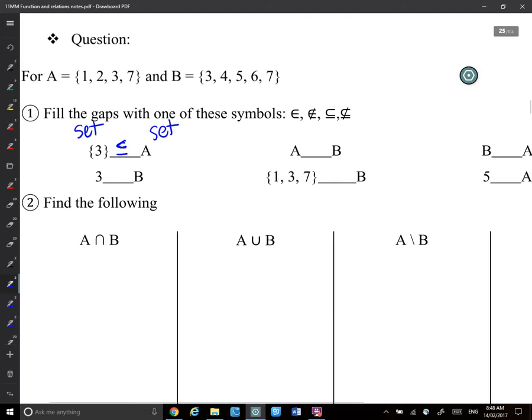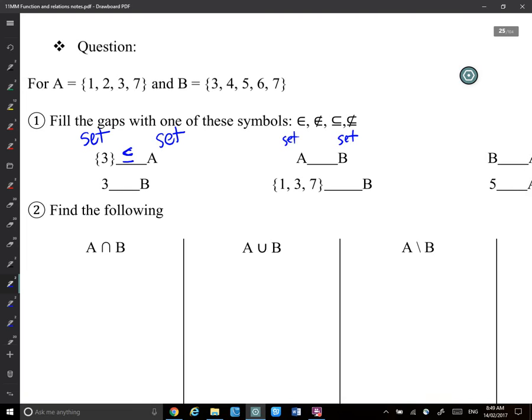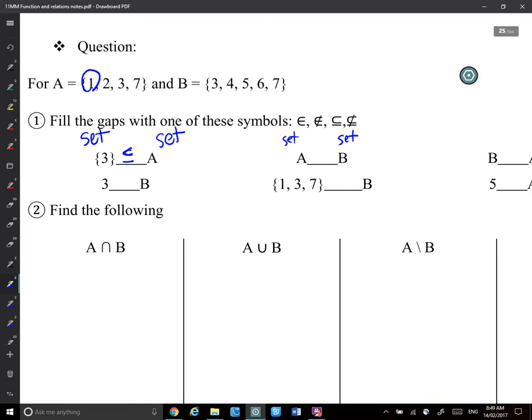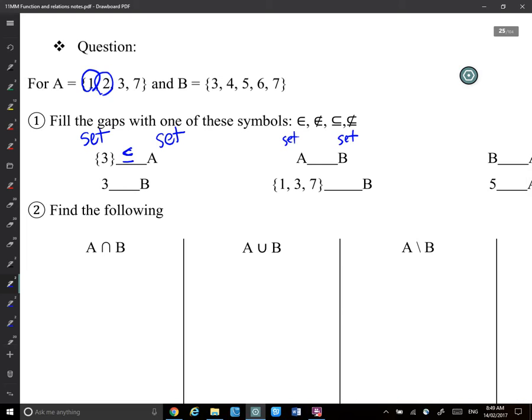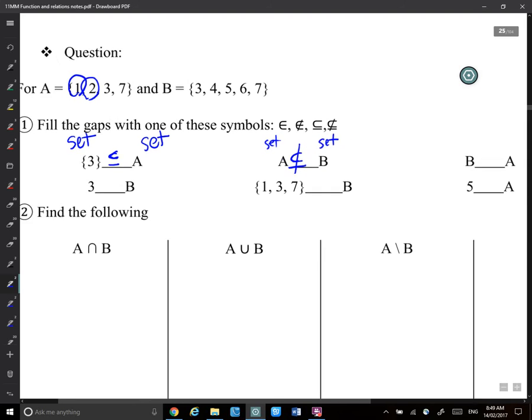For the next one, A and B. A is a set, B is a set, so we will choose between contained and not contained. In set A, we have 1, 2, 3, 7, but 1 is not in B. 2 is not in B. 3 is in B, 7 is in B, but doesn't matter. We have elements not belongs to B. So this will be not contained. We use not contained.